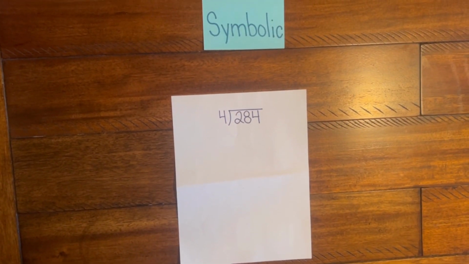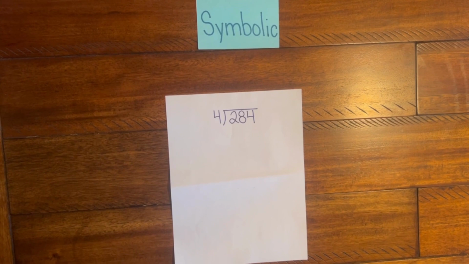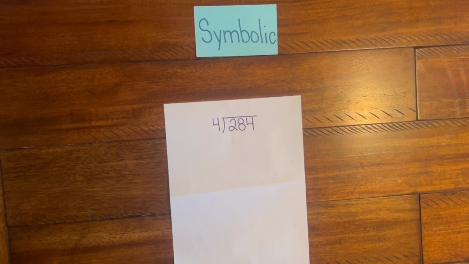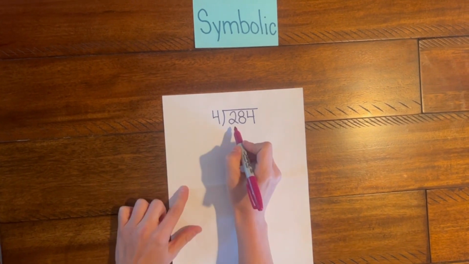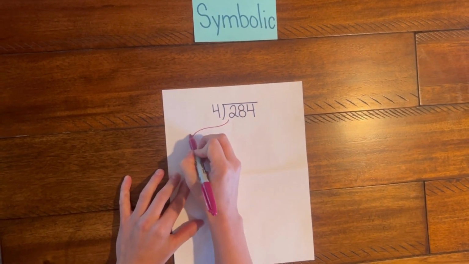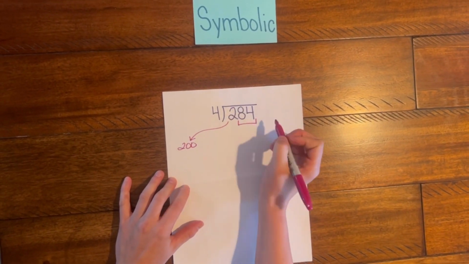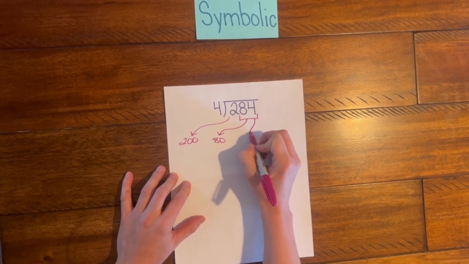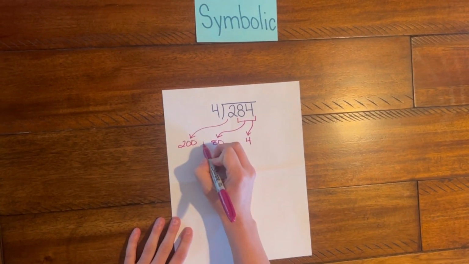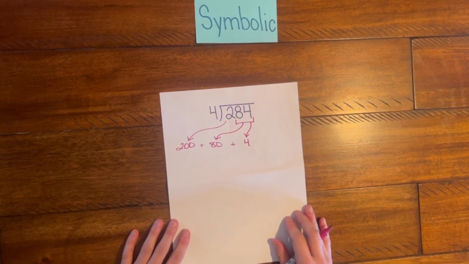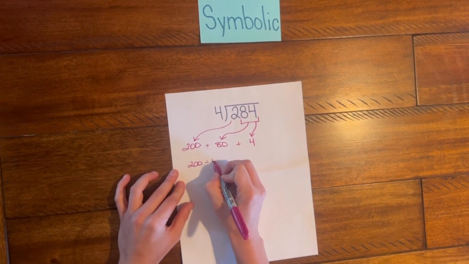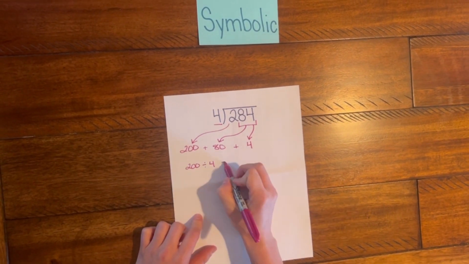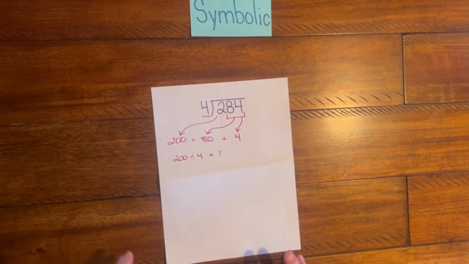Now I'm going to be looking at the symbolic. So I use the distributive method. So this basically means that I'm going to be looking at my dividend and I'm going to be breaking it down a little bit. So it's 200, 80, and 4. So that's my hundreds, tens, and ones. So then I'm going to be finding out what can go into 200 divided by 4, which is a little bit tricky.